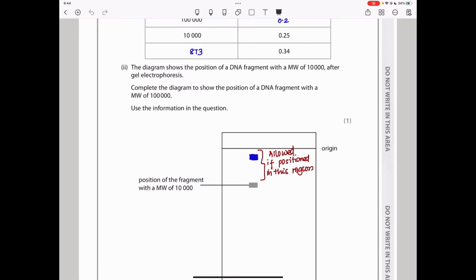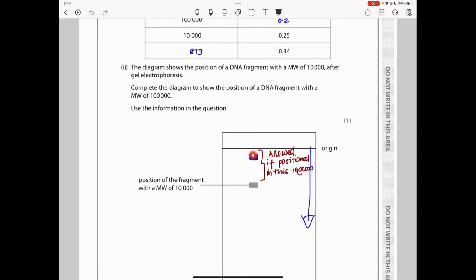If you know that this is the origin, then you should know that the DNA is moving in this direction. Because it's moving in that direction, and you should know that heavier fragments are going to move slower. So if this one has 10,000, the one with 100,000 is going to be far behind, closer to the starting point or closer to the origin in comparison to the one that has 10,000.